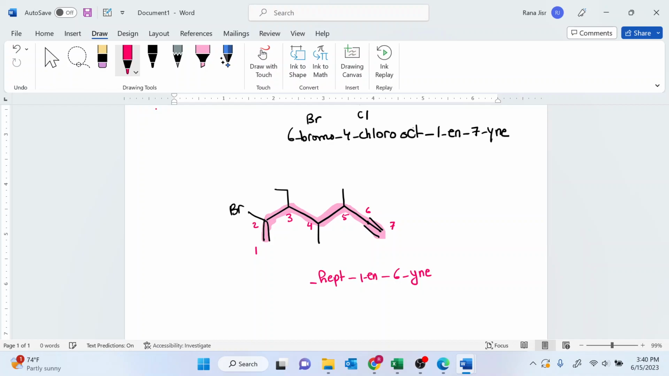And then I do have 2-bromo. I have my 3-ethyl, and I have my 4,5-dimethyl in there. So let me squeeze those. So this is going to be 4,5-dimethyl. Okay, and the rest of the name.